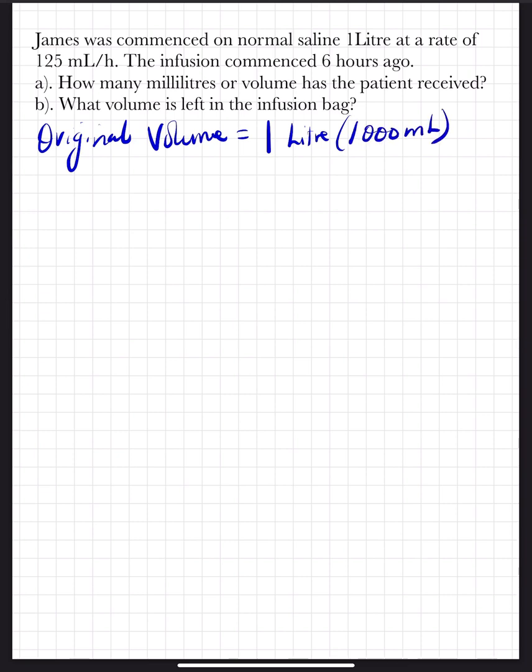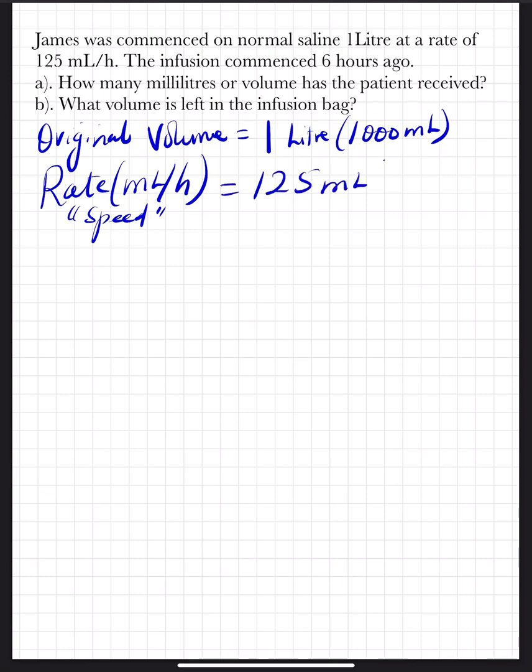So what we could say for this question is that the original volume in the infusion bag is 1 liter. Normally we don't work with liters when doing the calculation, so you convert it into milliliters. This will become 1000 milliliters. From this point, we go to the rate, because whenever you see mils per hour, that means it's the speed or the rate. I normally call it speed, in quotes. It's the speed at which you're infusing. So this one will be 125 mils per hour.